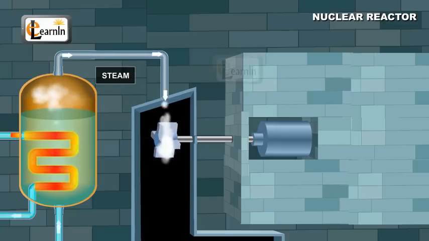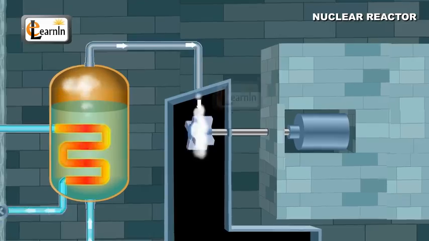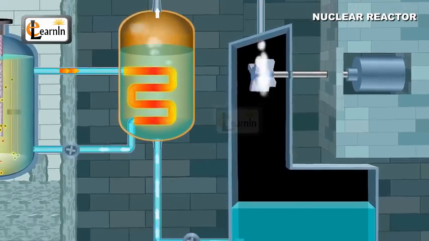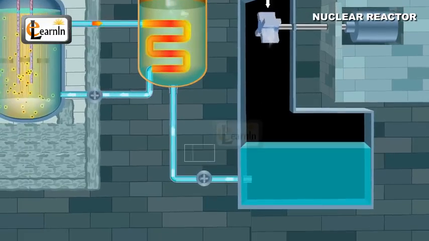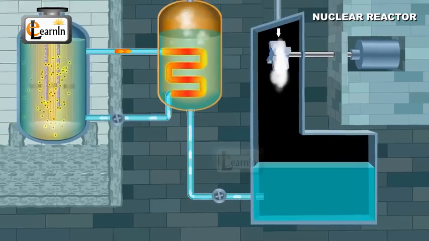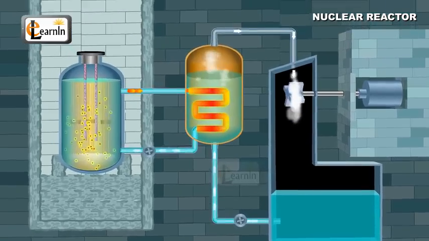changes to steam, which is in turn used to turn the turbines. So, huge heat energy gets converted into electrical energy. Water is continuously flown in and out of the nuclear reactor using the pump. So, a nuclear reactor successfully generates nuclear energy from fission reactions.